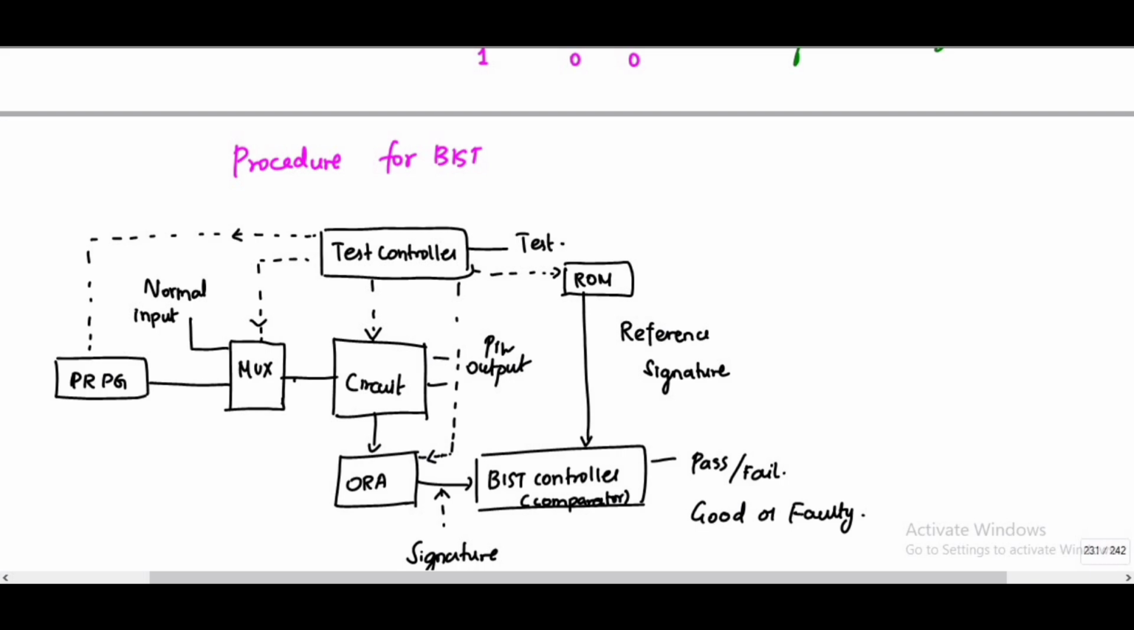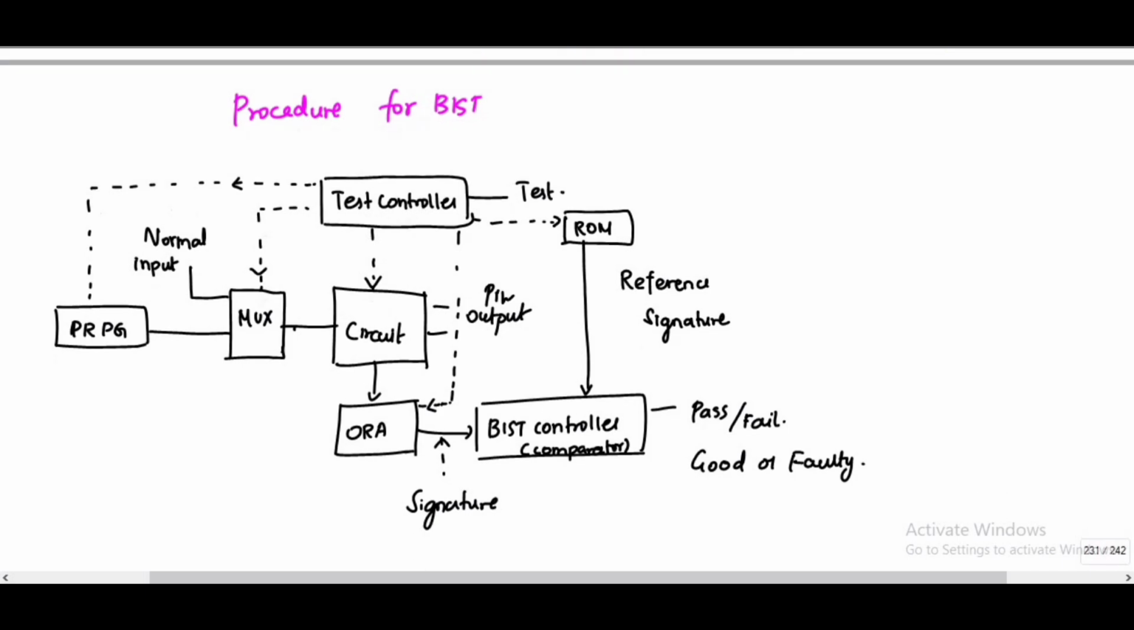The output of the circuit is connected to an ORA block, the output response analyzer, and that will generate a signature. That will be compared with the reference signature that is stored in the ROM. If both the values match, I will get the good output, that is, it is passed. If the reference signature and my signature differ, it is a faulty output.